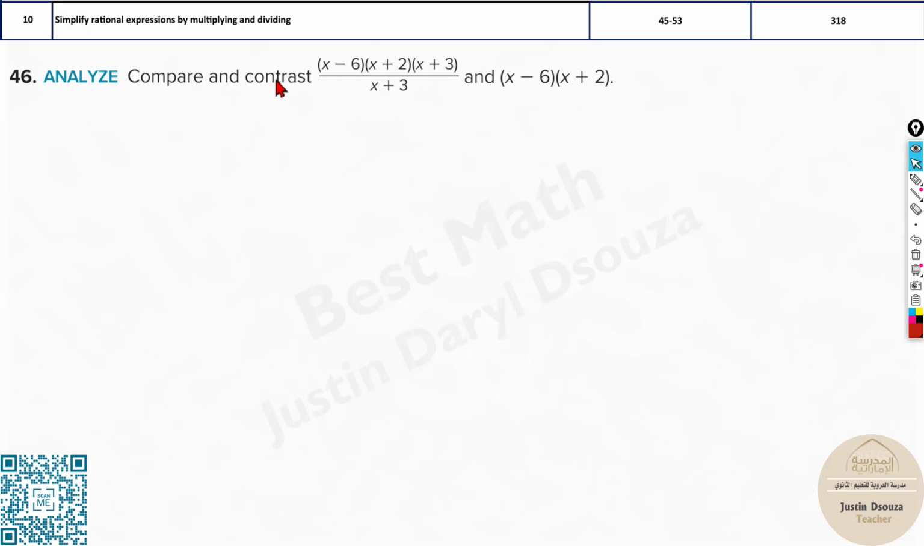Now we need to compare and contrast these two given functions. This is a rational function. Here x plus 3 cancels off. Okay, they both are equal. But there's a very important thing.